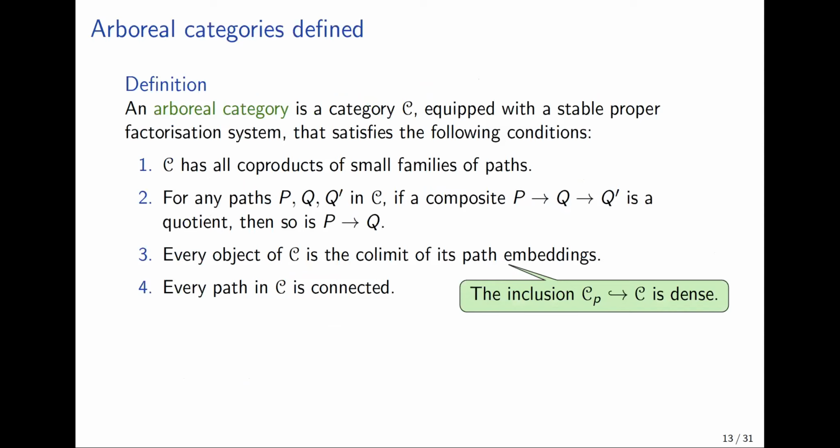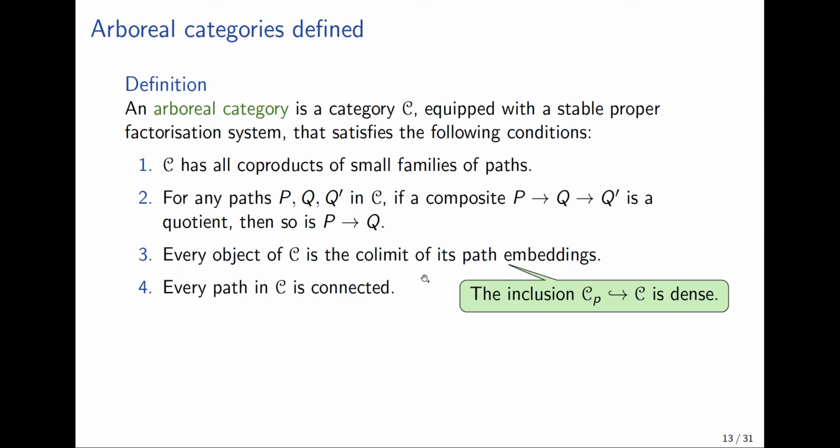And an arboreal category is a category with a good factorization system, again a proper factorization system, such that there's a stability condition here, which essentially means that quotients are stable under pullbacks along embeddings, and that satisfies these four conditions. So the first one is just the existence of coproducts of small families of paths. The second one says that if you have three paths, P, Q, and Q prime, and two morphisms of this form, if the composite is a quotient, then the first one is a quotient. What you would get automatically is that the second one is a quotient, but you also require that the first one is a quotient.